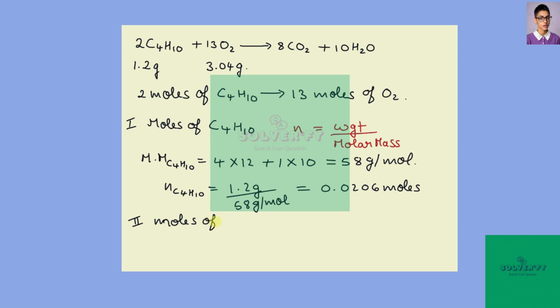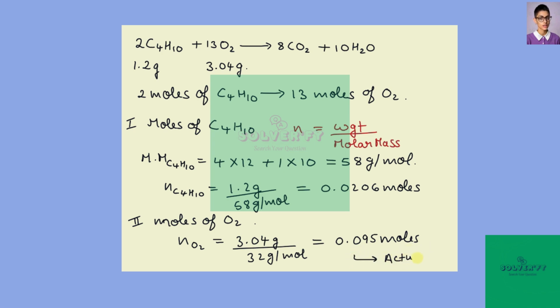Now similarly we will be calculating the moles of oxygen. The number of moles of oxygen is equal to the amount, which is 3.04 gram, divided by the molar mass of oxygen, which is 32 gram per mole. So the number of moles calculated is 0.095 moles. So these are the actual moles.